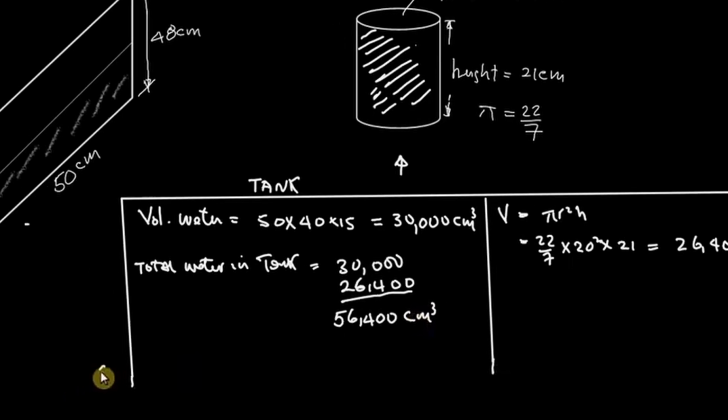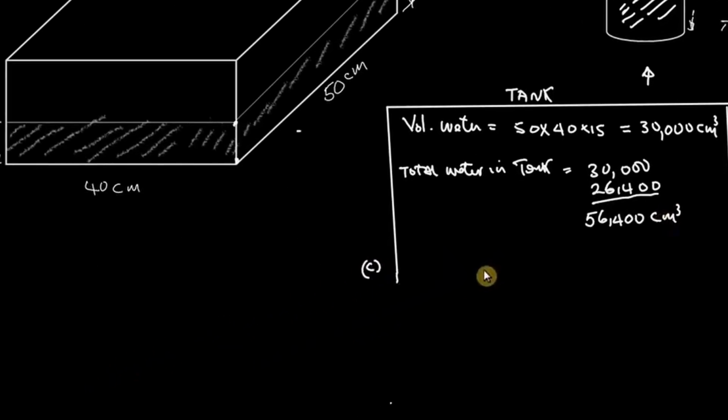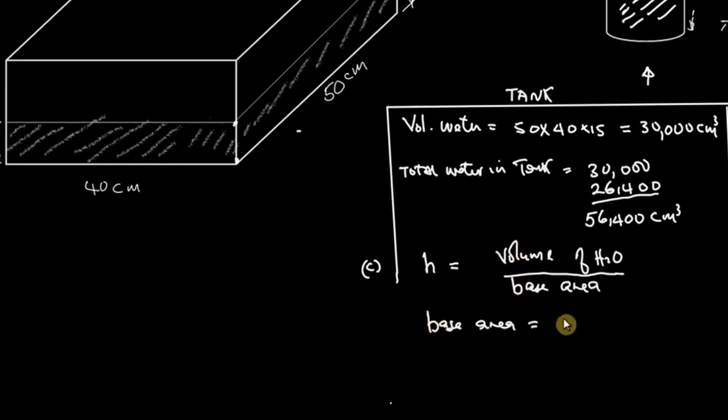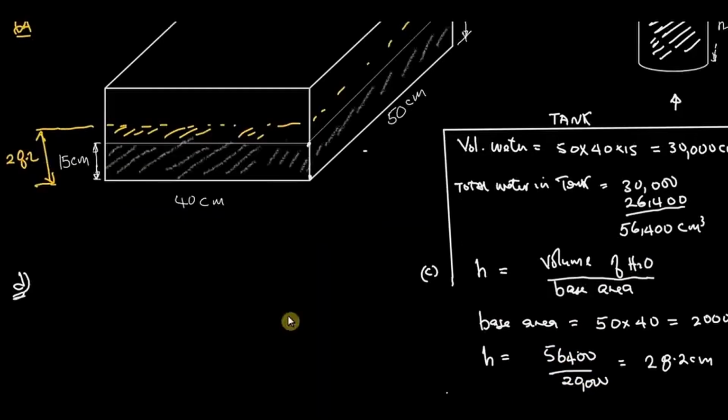Part C of the question, what is the new height of water in the tank? Well, the height of water in the tank is now equal to the volume of water in the tank divided by the base area of the tank, where the base area of the tank is 40 times 50, or 2,000 cm squared. So the new height of water in the tank, H, is equal to the volume of water in the tank, which is 56,400 over 2,000. That works out to be 28.2 centimeters.